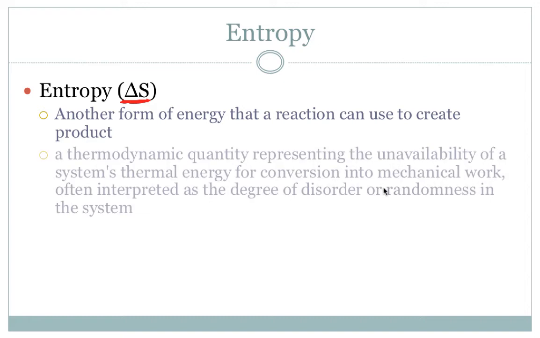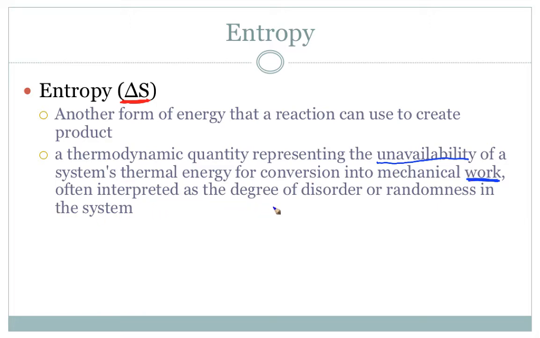What I have next is a more technical definition of what entropy is all about, and unfortunately, like most technical definitions, it's a little difficult to work with. It's a thermodynamic quantity. It's an amount of energy that represents the unavailability of a system's thermal energy for conversion into work. So basically, the question is how much of the energy available in my system is capable of doing work? Entropy is a measurement of the opposite of that. How much of it is unavailable to do work?